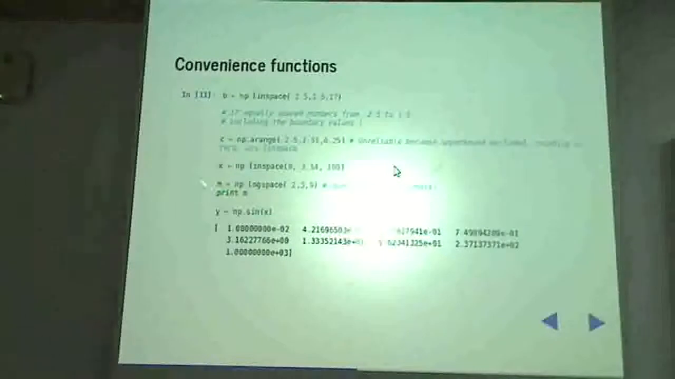Okay. M equals np.logspace(-2, 3, 9). What would that do? That generates a logarithmically spaced sequence of numbers that starts with 10 raised to minus 2 and ends with 10 raised to 3. There will be 9 numbers, including both ends, and they will be logarithmically spaced.